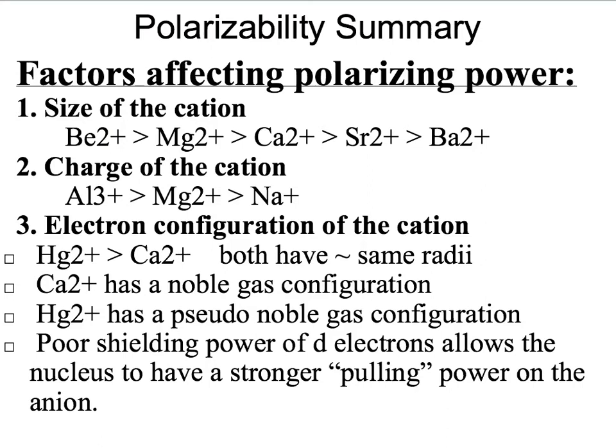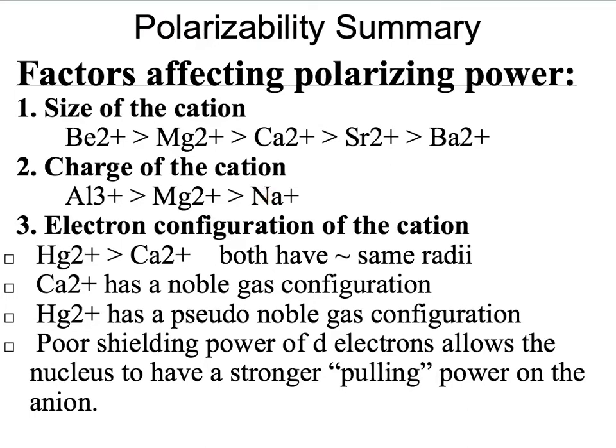So the smaller that cation is makes a difference. The other thing is the charge of that cation. The larger the charge means that it's going to have a much larger effective nuclear charge, and aluminum here is definitely the best at polarizing in this group. And all of these are going right across period 3.